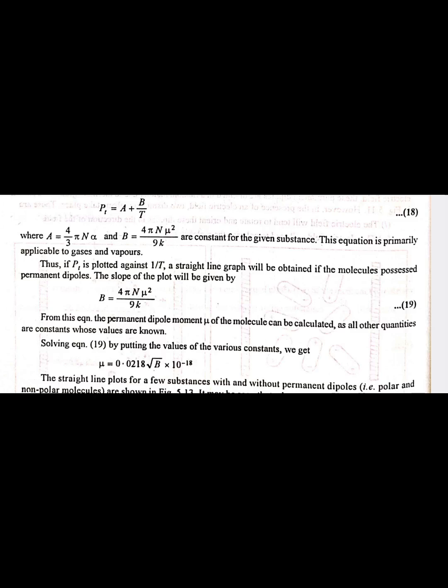Thus, if Pt is plotted against 1 by T, a straight line graph will be obtained if the molecule possesses a permanent dipole. The slope of the plot will be given by B is equal to 4 pi N mu square upon 9k. From this equation, the permanent dipole moment mu of the molecule can be calculated, as all other quantities are constant whose values are known. Solving equation 19 by putting the values of the various constants, we get mu is equal to 0.0218 under root B into 10 raised to the power minus 18.